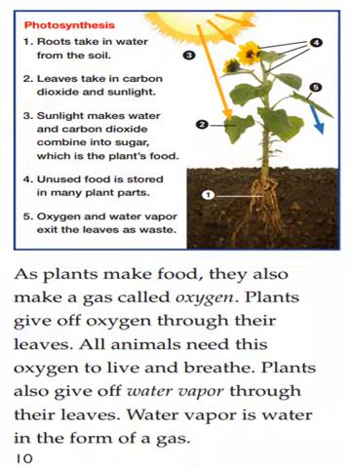As plants make food, they also make a gas called oxygen. Plants give off oxygen through their leaves. All animals need this oxygen to live and breathe. Plants also give off water vapor through their leaves. Water vapor is water in the form of a gas.